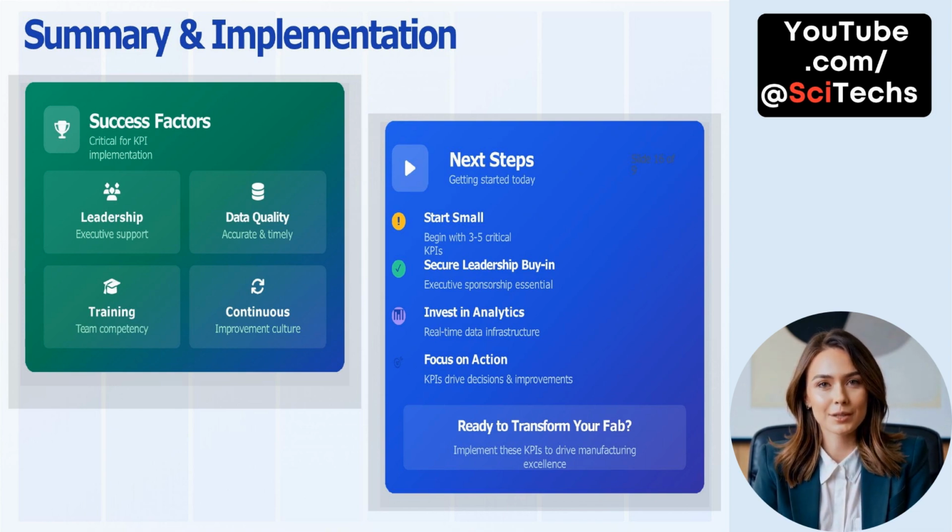Secure leadership buy-in early to gain the necessary support and resources. Next, invest in analytics. Having a robust data infrastructure enables real-time visibility and decision-making. Finally, focus on action. KPIs should not just be tracked, but actively used to drive continuous improvement. With these steps, you can begin transforming your fab toward manufacturing excellence.